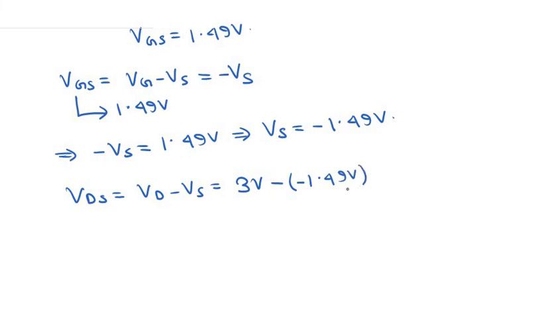So minus of minus 1.49 volts. So this is equal to 4.49 volts. So we have found the value of VDS. So VDS equal to 4.49 volts is the correct answer over here.